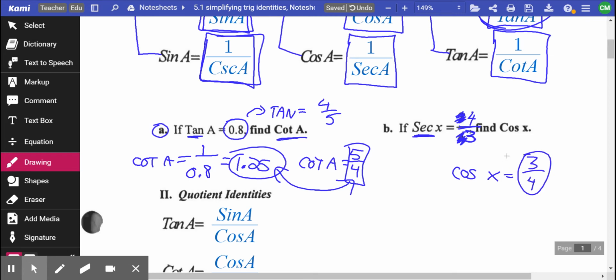All right, I didn't have to draw a right triangle, which we're actually going to do in the next section. But if you have a trig function, its value, and you want to find its reciprocal, it's very, very simple. You just flip the fraction.